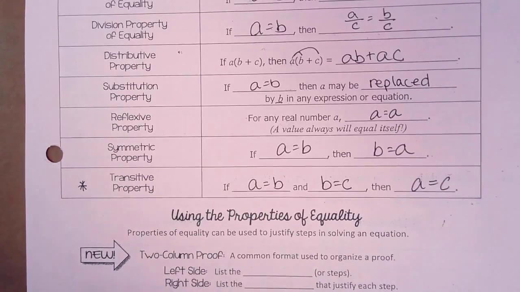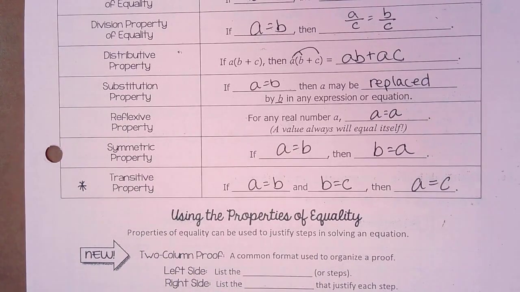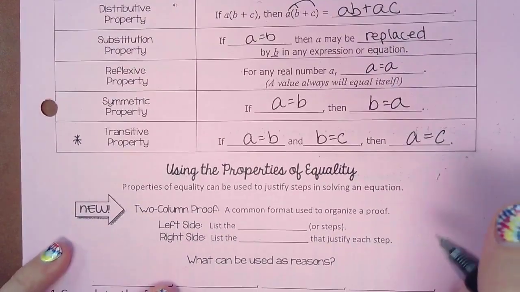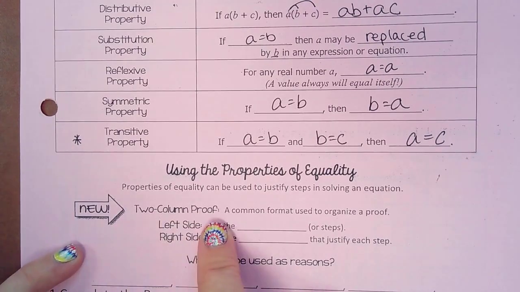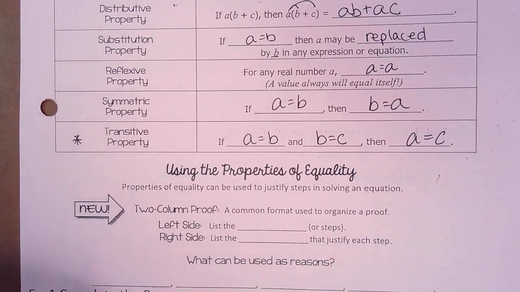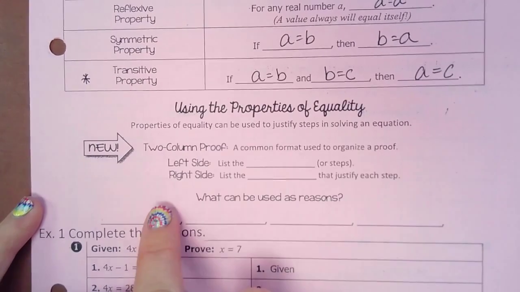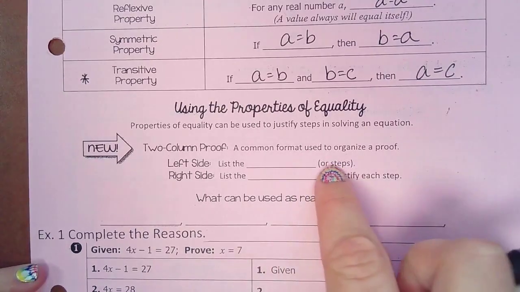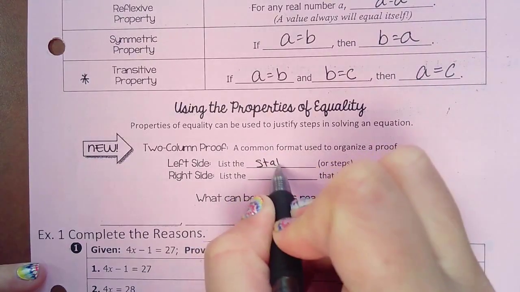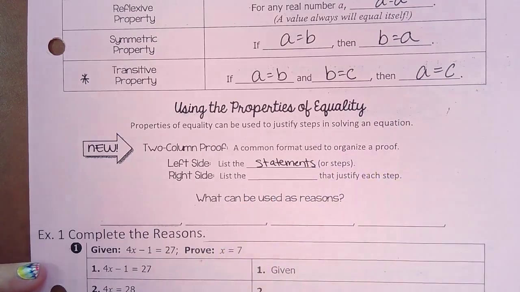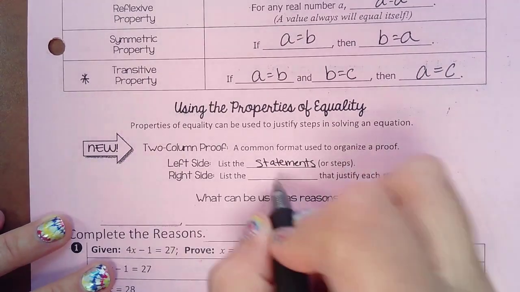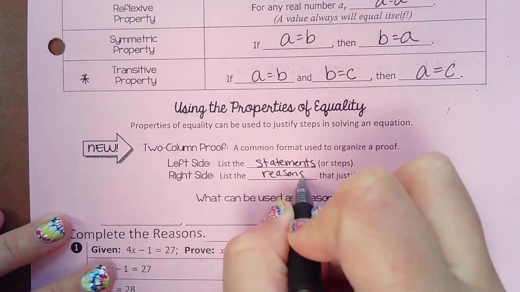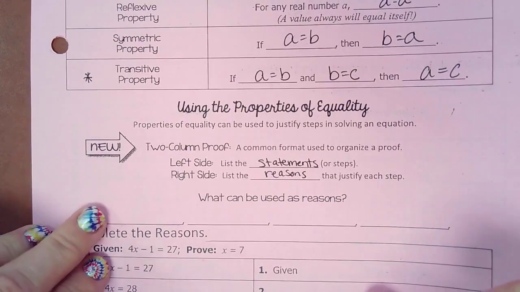Okay, using the properties of equality. Properties of equality can be used to justify steps in solving an equation. So today we're just going to do straight algebraic, so doing multi-step equations and writing out our steps. So we're doing two-column proofs. It's a common format used to organize our proofs. The left side will always be our steps, so we call it our statements, and then the right side is justifying the steps, so this is the reasons. Statements and the reasons.